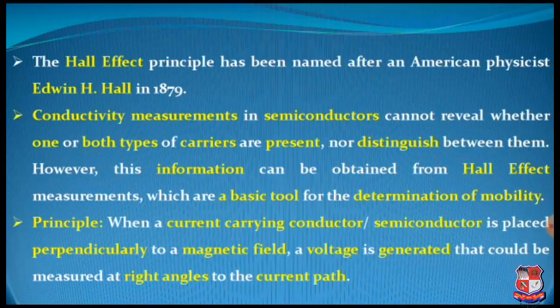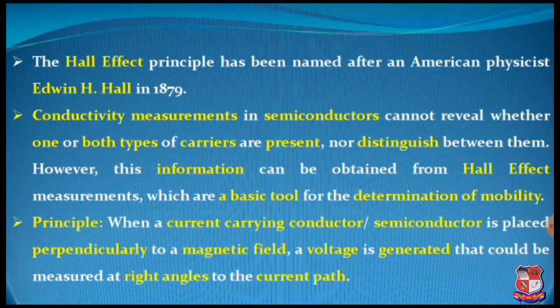1879, which was primarily considered for conductivity measurements in semiconductors, which earlier could not reveal whether one or both types of carriers are present, nor distinguish between them. So we know that in semiconductors there could be the presence of either electrons, or holes, or there is a possibility of existence of both types of carriers inside the semiconductor.